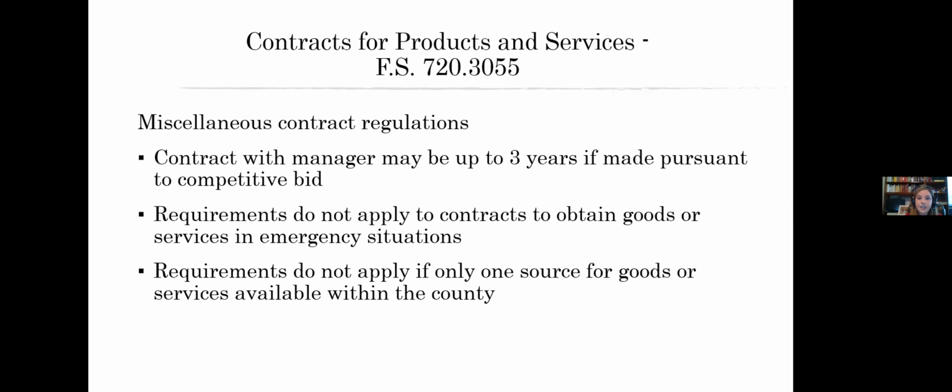And again, this does not apply to emergencies or if only one source is available within the county. We get a lot of questions, well, more than one source is available within the county, but only one person responded. Can we just accept that bid? I really advise you, if you only receive one bid in response to a request for bids, if you have time, send that request out one more time, just so you can say, we really tried to get multiple bids here. We tried more than once, but we only got one bid.